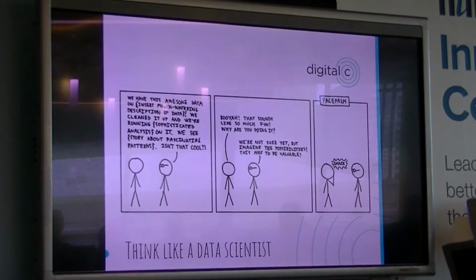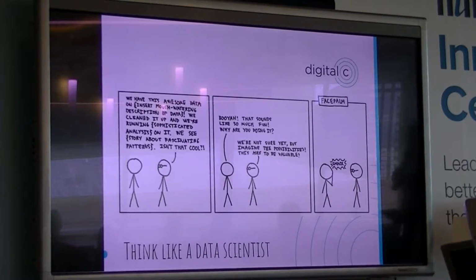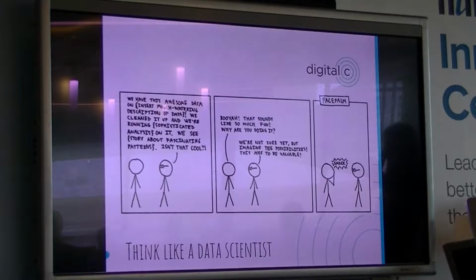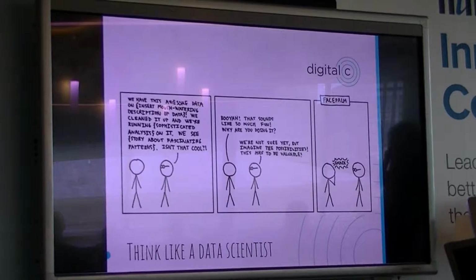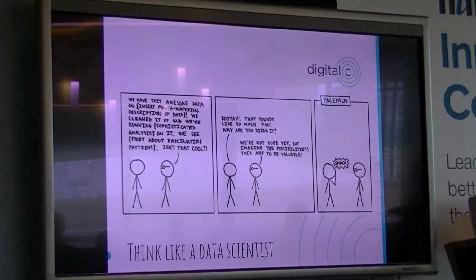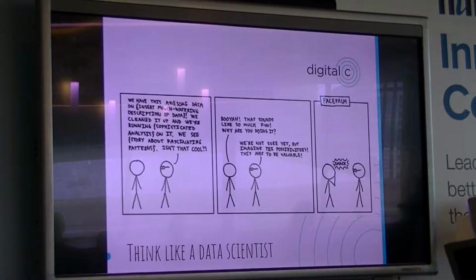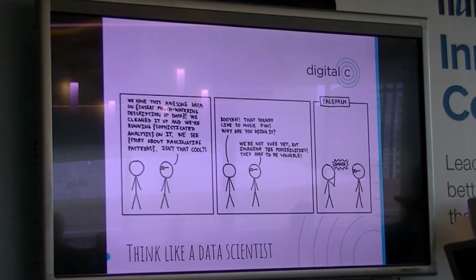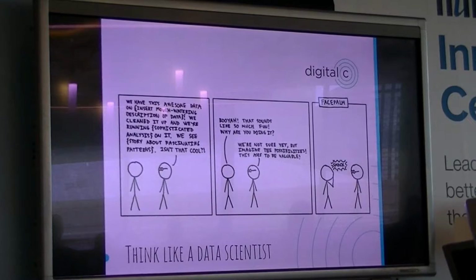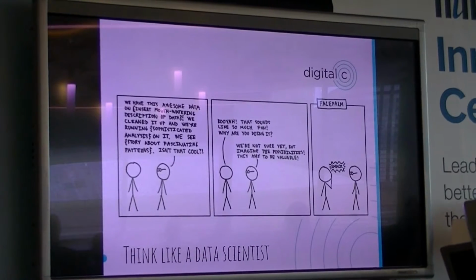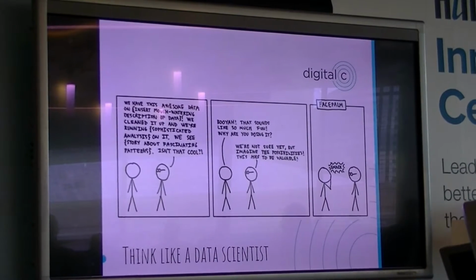So I'll read it out. We have this awesome data on insert mouth-watering description of data. We cleaned it up and we're running sophisticated analysis on it. We see story about fascinating patterns. Isn't that cool? Booyah, that sounds like so much fun. Why are you doing it? We're not sure yet, but imagine the possibilities. This has to be valuable. And the next person like, snack.